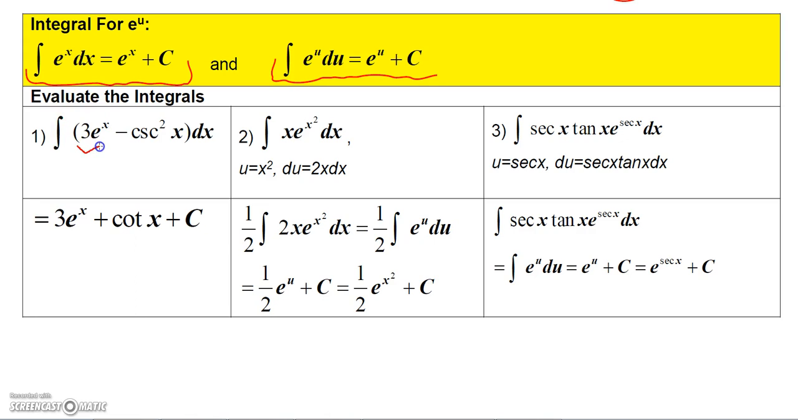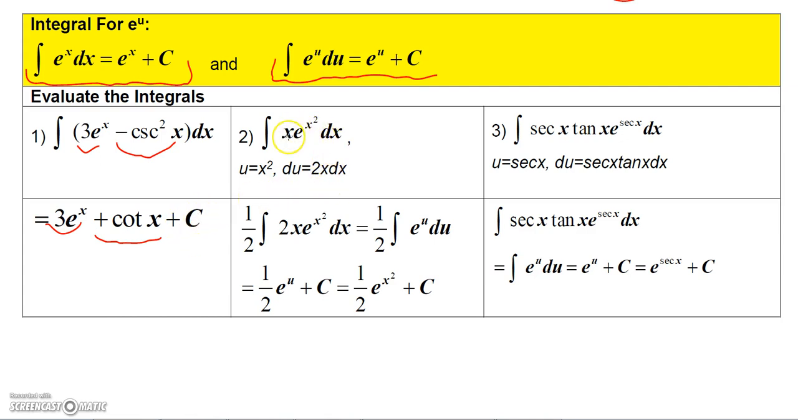If you want to integrate 3e to the x minus cosecant squared x dx, well, to integrate e to the x, it's just e to the x. So if you integrate 3e to the x, you'll get 3 times the integral of e to the x, which is e to the x. And then if you integrate cosecant squared, it integrates to minus cotangent. Since you have a double negative there, that would be positive cotangent of x. So the answer is 3e to the x plus cotangent of x, and then of course plus your constant.